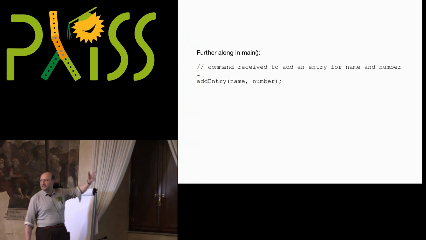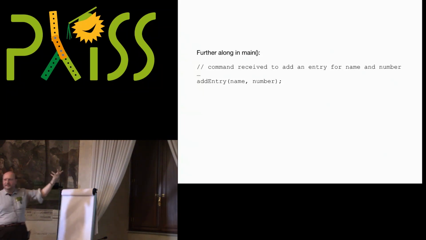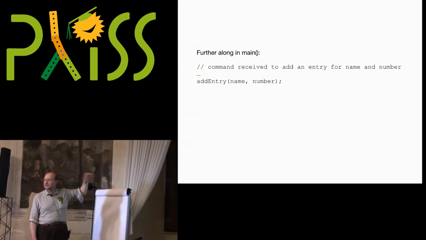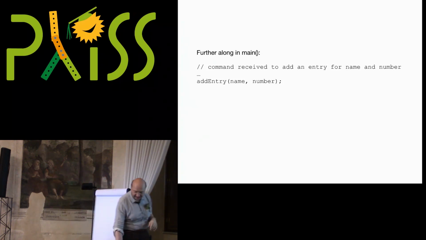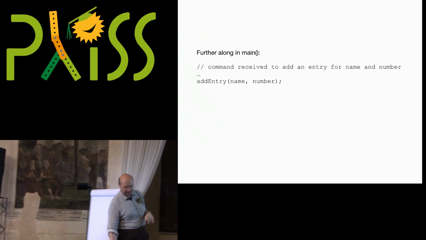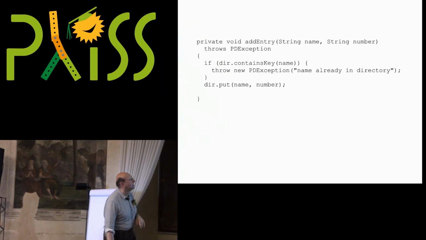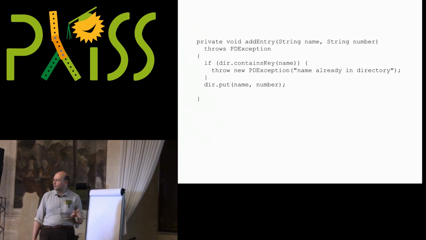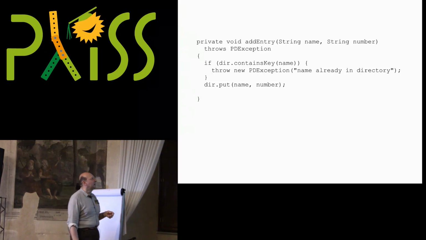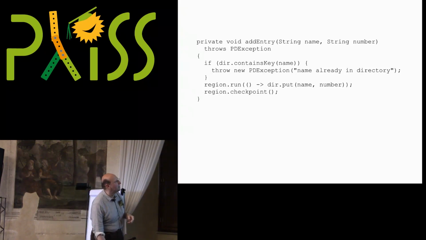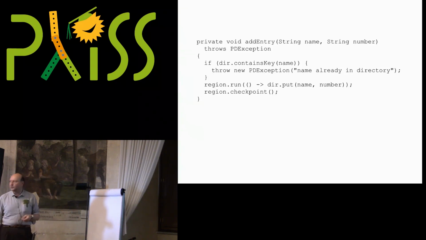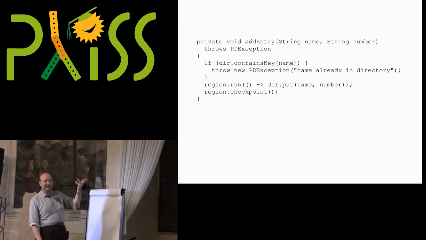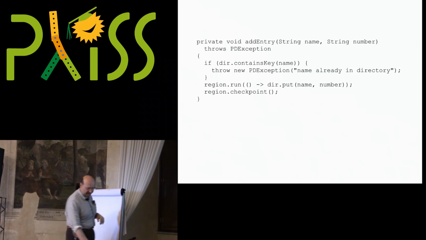So then imagine further down in the code where this is like a simple phone directory. The example is lifted from one of the nested transaction papers. We're going to add an association to the hash map. This is how the code would look in the normal volatile case. And we have to make a little change. We have to wrap our put in region code. And if this is our update, then we have to do the checkpoint explicitly at this point.